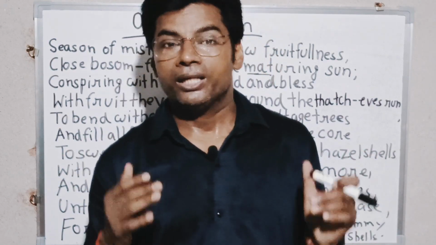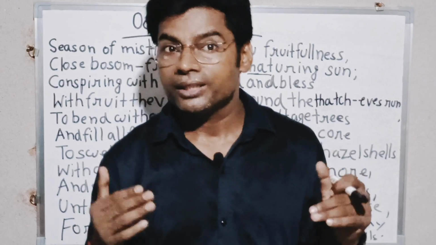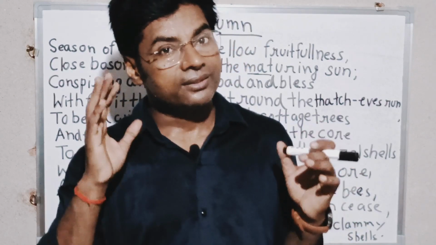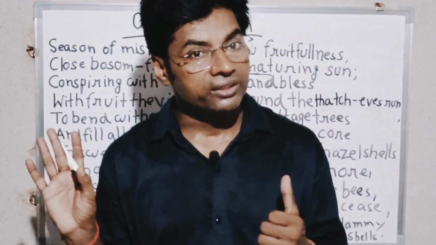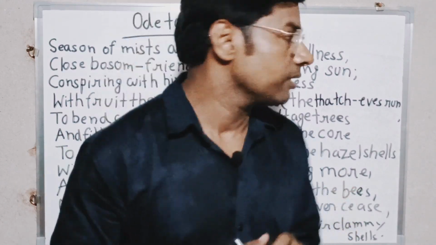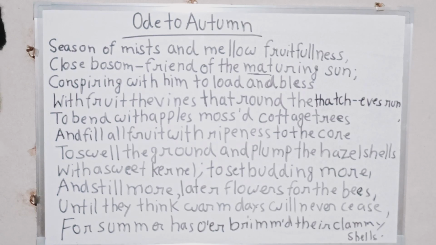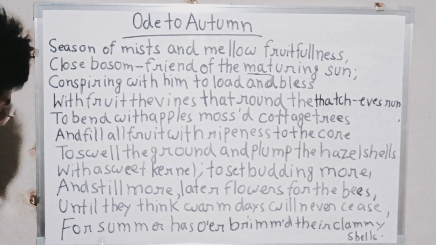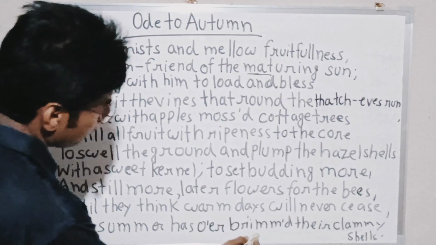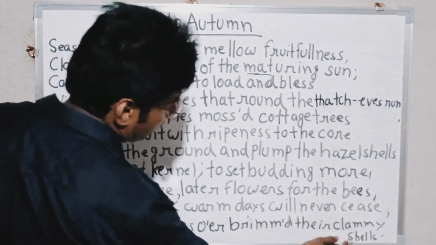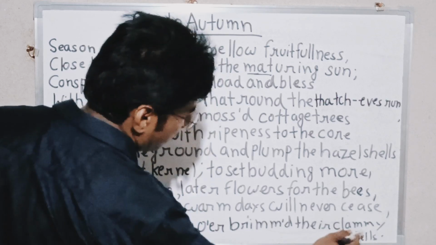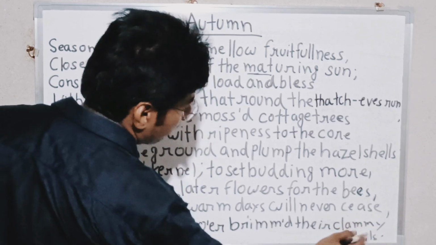The thing that is born is destined to die. That is a kind of thought in the hindbrain of the speaker of this poem, my dear learners. For summer has overbrimmed their clammy cells. Clammy means wet. Clammy cells means hives, honey.